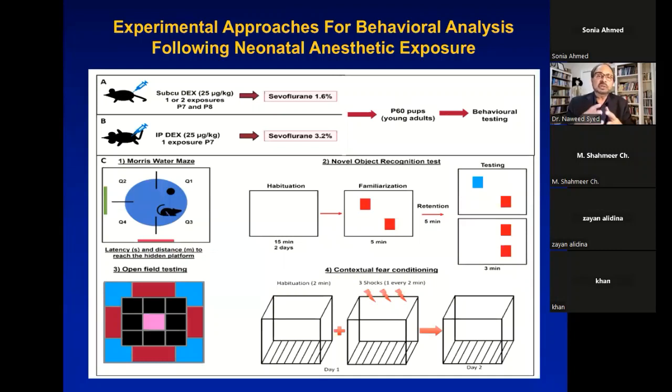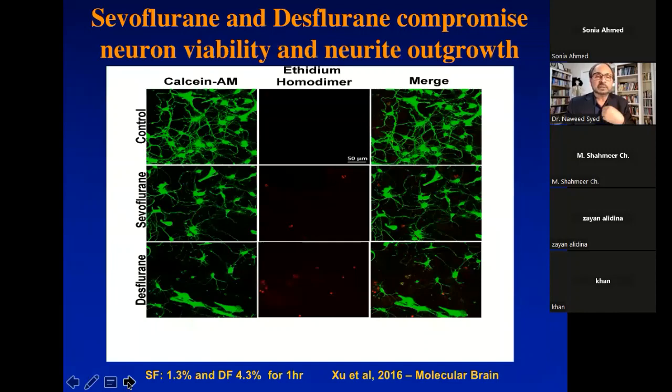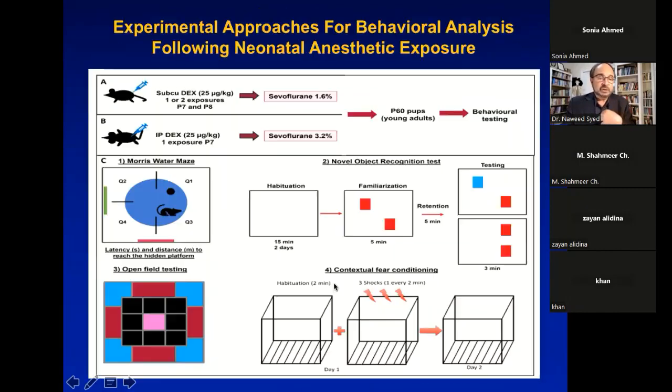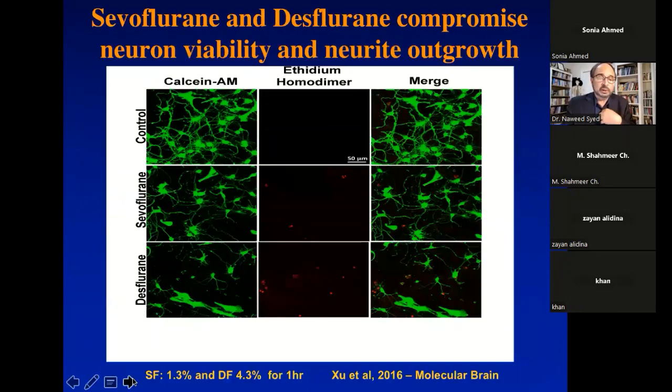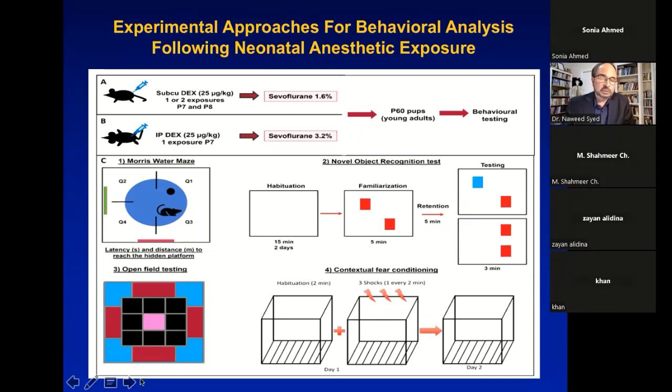So these are really the tests that we perform on those animals to test their behavioral outcome in response to early life exposure to anesthetics. And what we really find is that when we use, for example, desflurane, which was also extensively used in the past, and still may be used in certain medical colleges or hospitals.